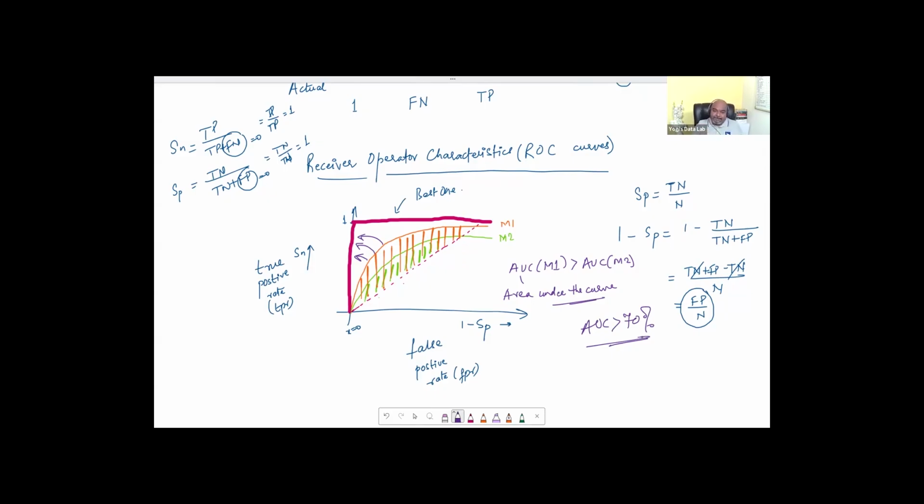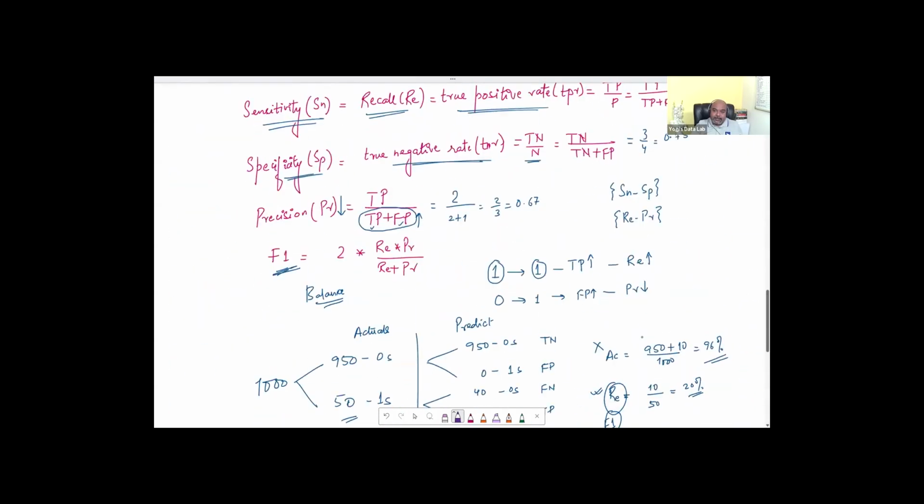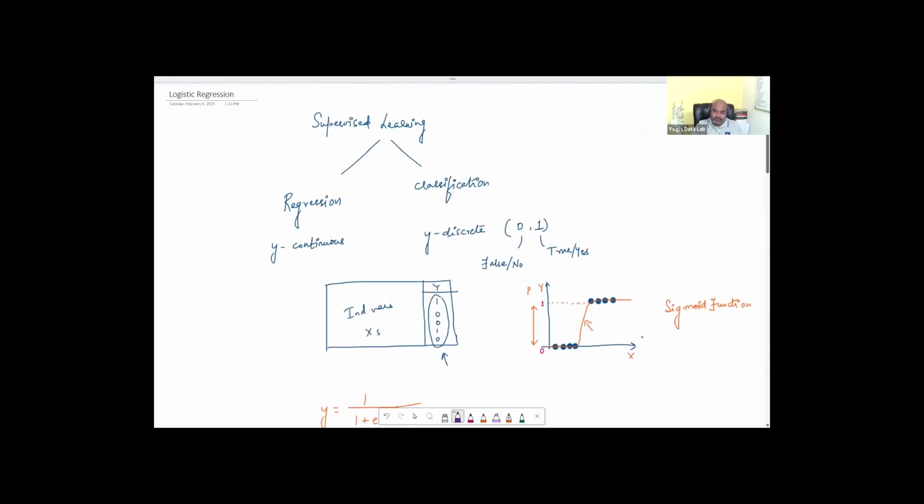Now, let's go back to the basics. We started from here. We said that we are predicting probability. Probability will lie between 0 and 1, and can be anything: 0.00001, 0.2146, or 0.7132.